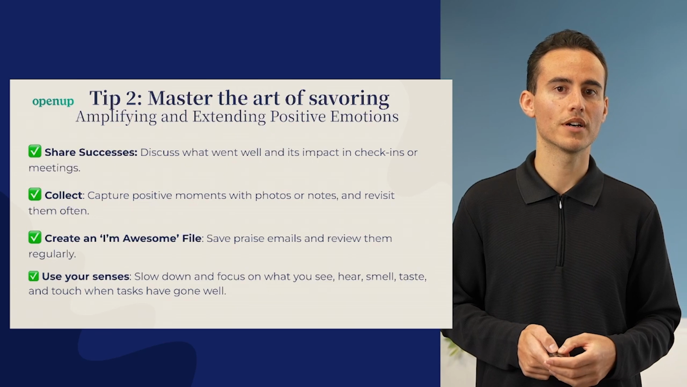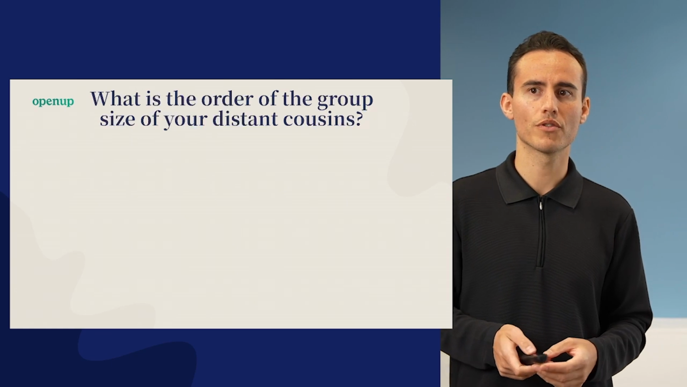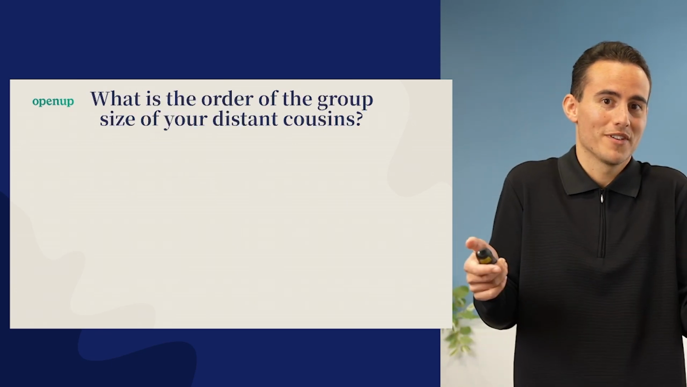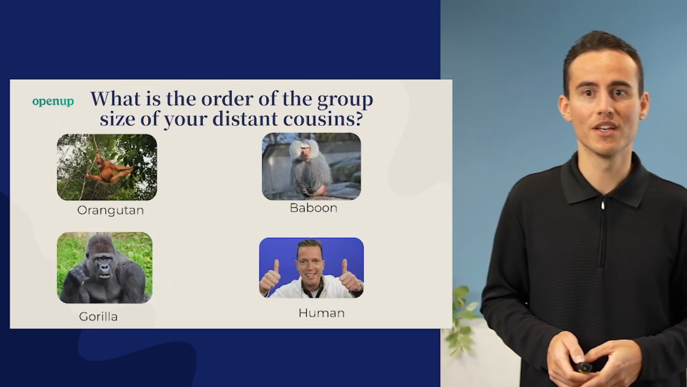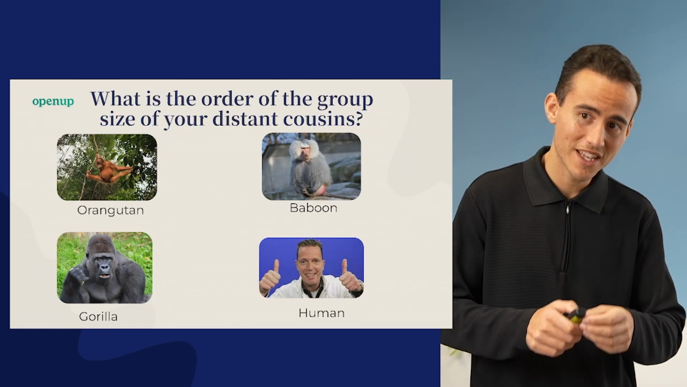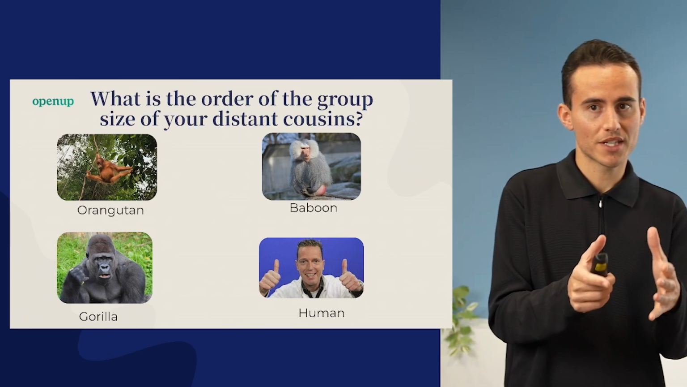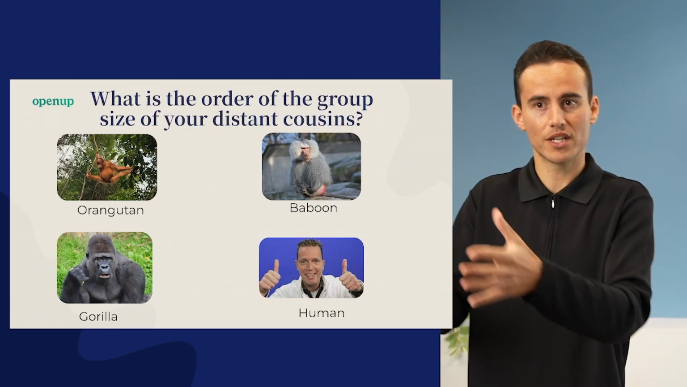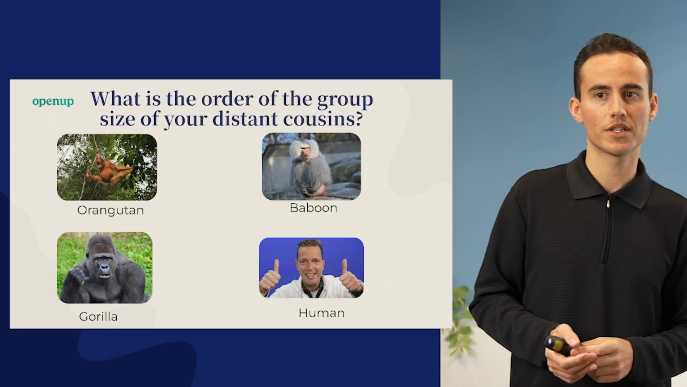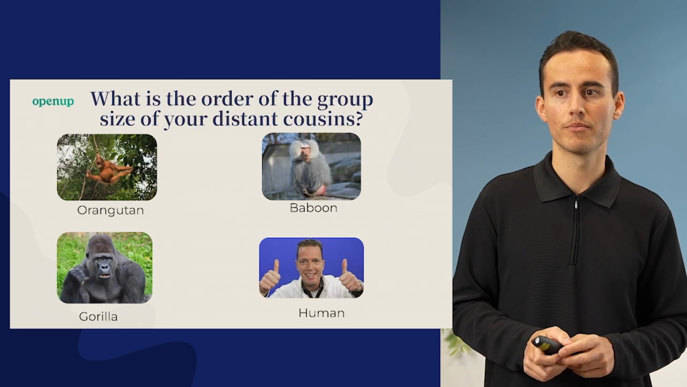And this one I want to introduce by means of a specific question. It's maybe a bit of an odd question. The question is, what is the order of the group size of your distant cousins? Well, this is a really strange question, but again, we're taking an evolutionary standpoint, and your distant cousins, I mean the orangutan, the baboon, the gorilla and the human. So if you would see those cousin species in the wild, what would be the group sizes, and what would be the smallest group size, and then the bigger and bigger. So maybe you can let me know in the chat. What's the smallest, and what is the next bigger group if you would encounter them in the wild, and what will be the biggest eventually?